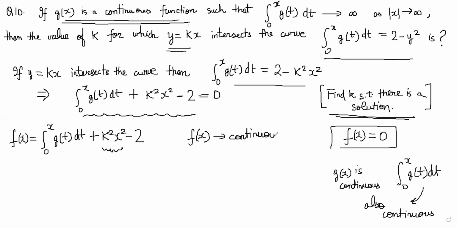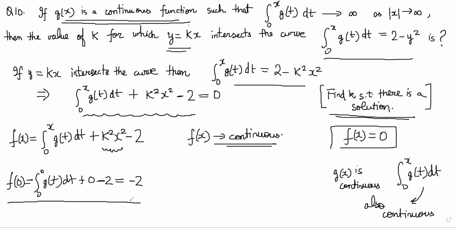And that turns out to be really important because what is the value of f(0)? Think of the value of f(0). That will be the integral from 0 to 0 of g(t) dt, which disappears, plus 0 minus 2. So f(0) is minus 2, right? That is clear because this integral disappears. And what is f of positive infinity? We know that this integral tends to infinity, and obviously this is plus infinity minus 2. So f of infinity tends to infinity, right?